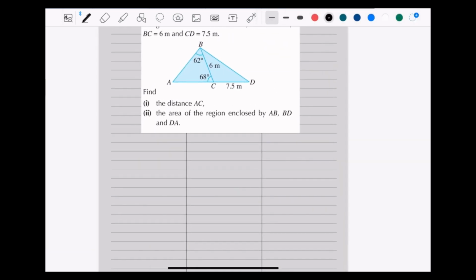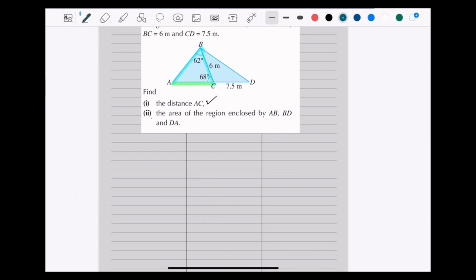Let's see a little bit more complex example. I'll only solve this part. We already have established and discussed area in the other videos. So in order to find the distance AC, this is the distance, and it is covered by the triangle ABC.